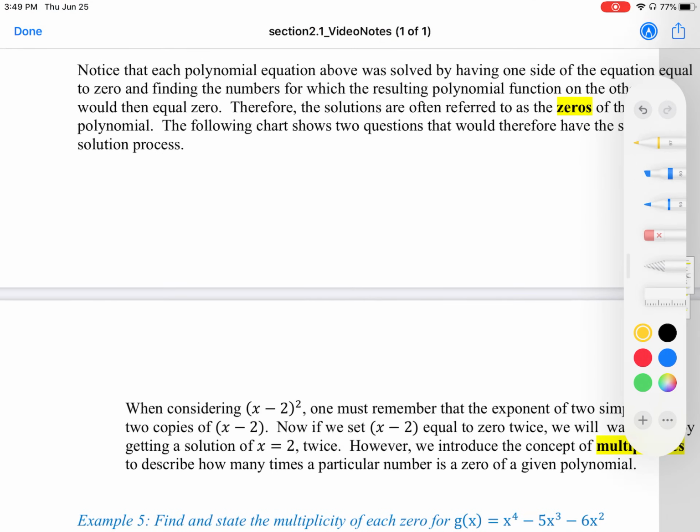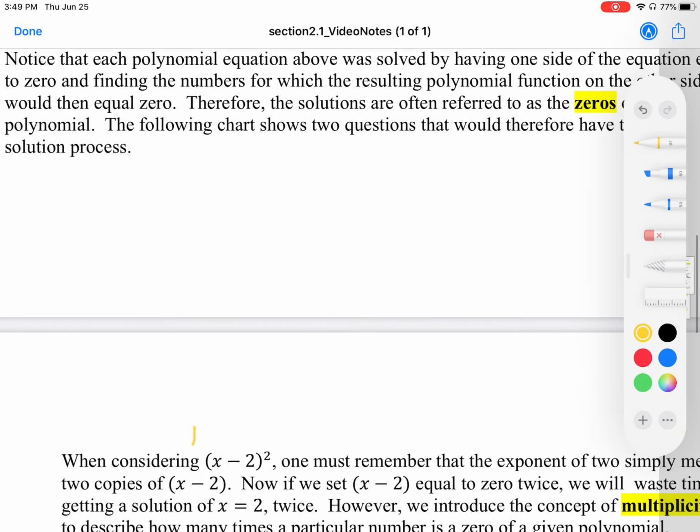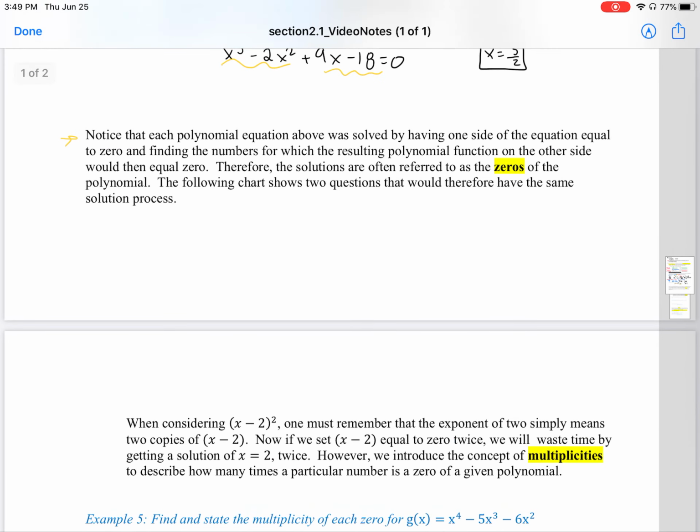Notice that each polynomial equation above was solved by having one side of the equation equal to 0 and finding the numbers for which the resultant polynomial on the other side would then equal 0. Therefore, the solutions are often referred to as zeros of the polynomial. The following chart shows 2 questions that would therefore have the same solution process.